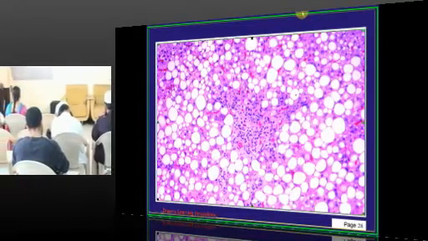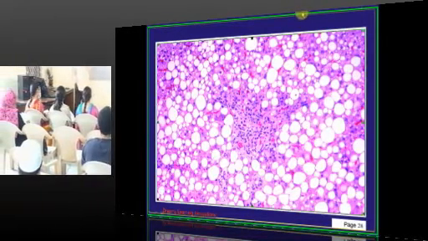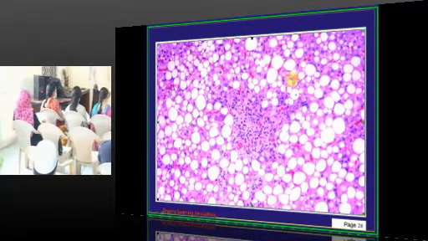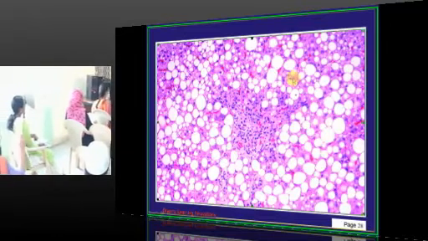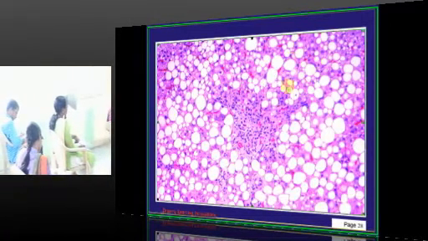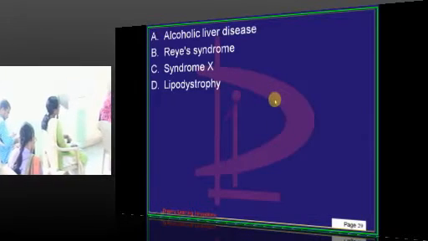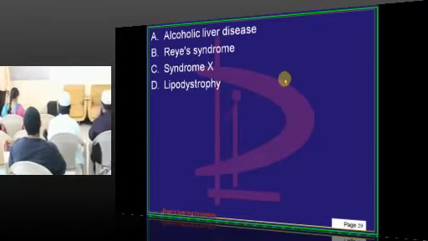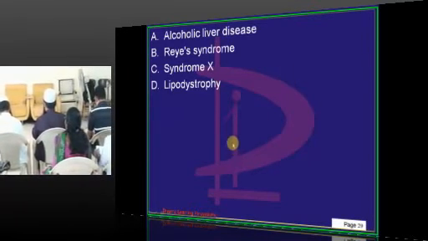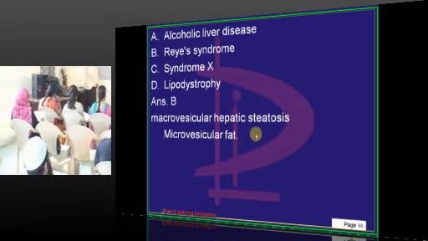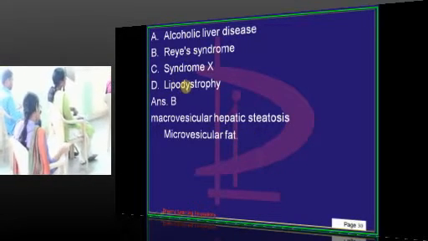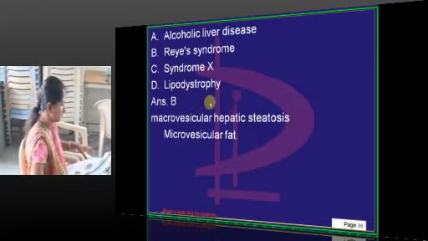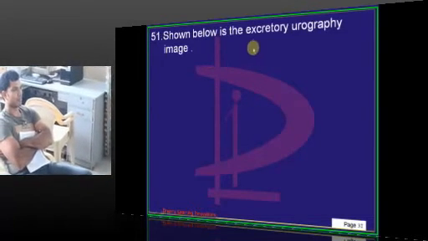A favorite list that you need to remember in pathology, frequently asked in PG medical entrance. You have to write it in your 200 pages notebook, this point. Of the various causes, some will cause both microvesicular and macrovesicular. Even that is a headache list you have to keep in your pocket. So, Reye syndrome does not lead to it, but alcoholic liver disease, syndrome X, lipodystrophy, macrovesicular steatohepatitis will be found.